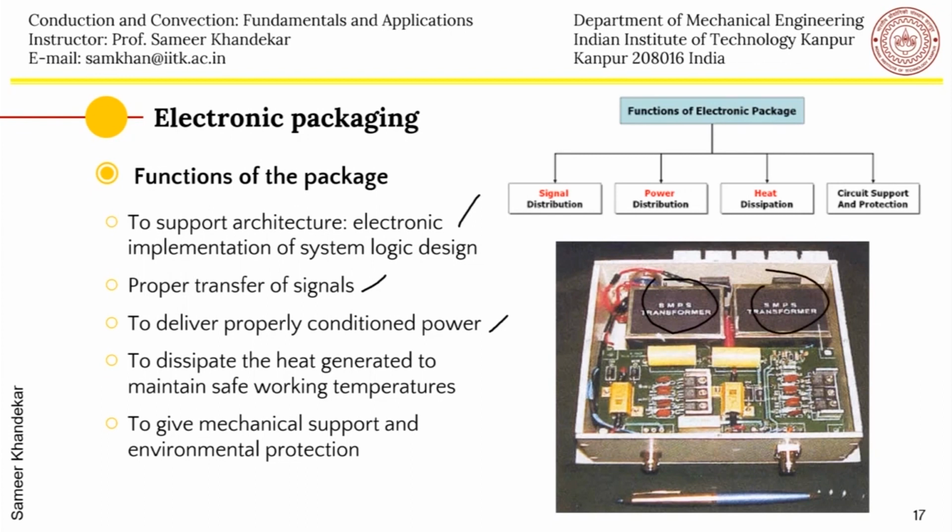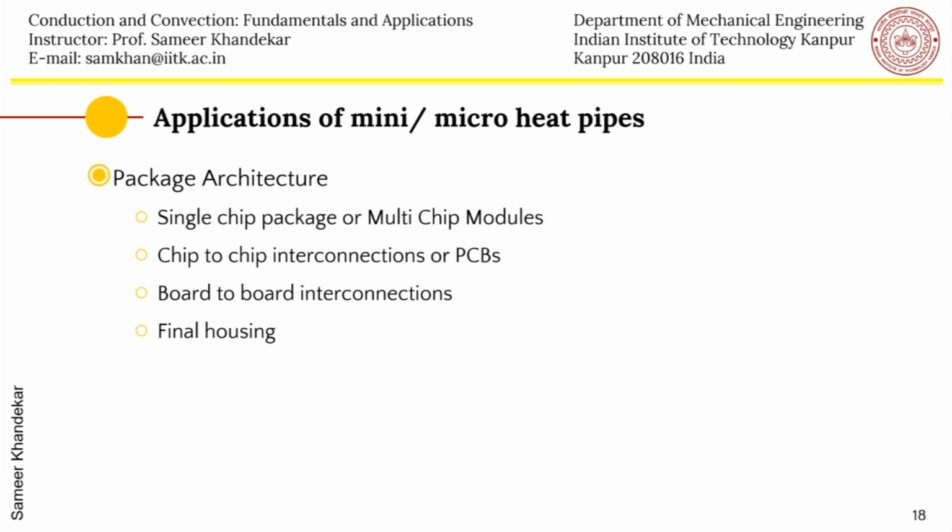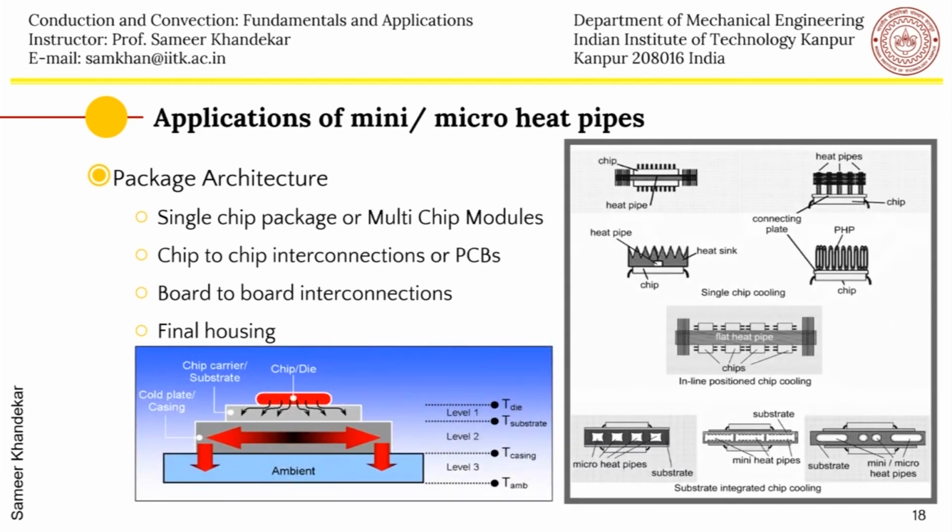And if you see here any chip or a die, the silicon chip is here. It is mounted on a substrate carrier, and then there is a casing, and finally the ambient. So there are various levels at which cooling is required. From the chip level to the substrate level, it is usually conduction heat transfer, and then to the casing it can be via a heat pipe. So for example, heat pipes can be embedded like this, or it can be put like this. So there are various configurations of heat pipes on which electronics can be directly mounted.